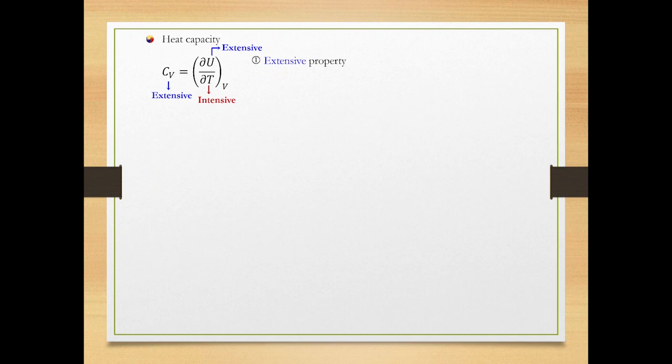Be aware that molar heat capacity is the heat capacity of 1 mole of a substance, and it is an intensive property. Both C sub V and moles are extensive properties. Consequently, C sub Vm, or molar heat capacity, becomes an intensive property. Take note, if you divide an extensive property by another extensive property, the result always becomes an intensive property.